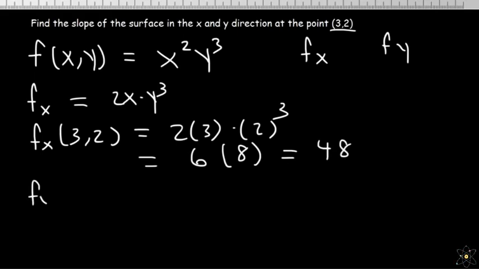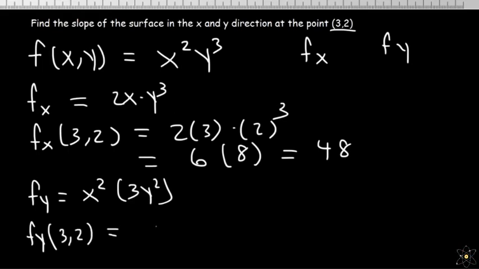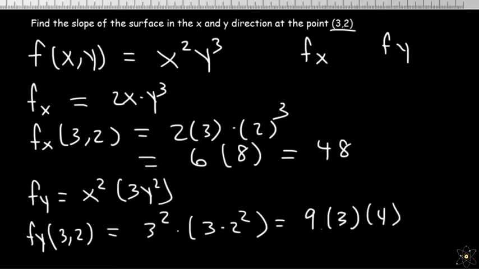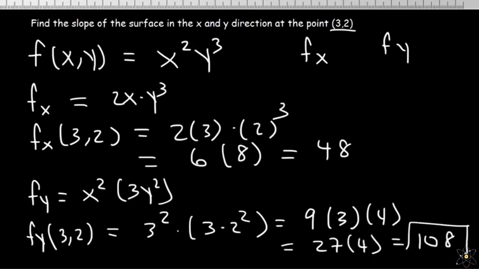Now let's find fy. That's going to be x squared times 3y squared. And so fy, the slope of the surface in the y direction, this is fy of 3, 2. It's going to be 3 squared times 3 times 2 squared. 3 squared is 9, and 2 squared is 4. 3 times 9 is 27, and 27 times 4 is 108. So these are the answers that we're looking for.